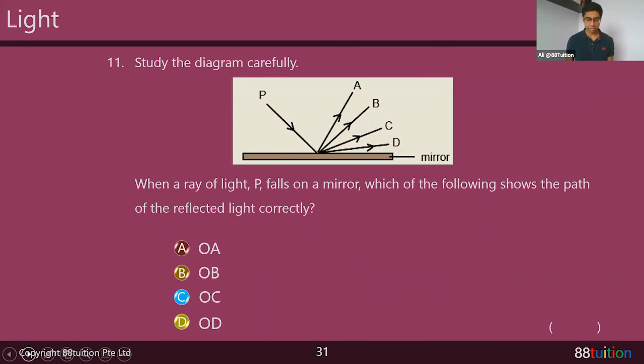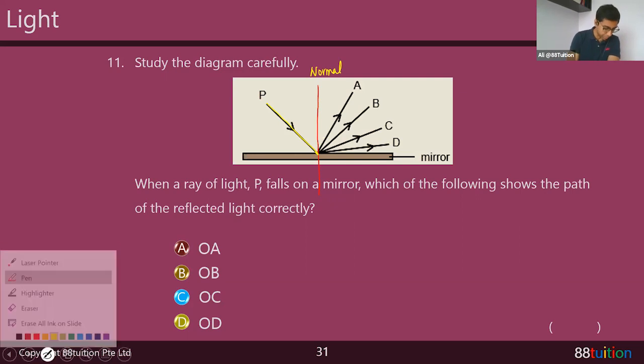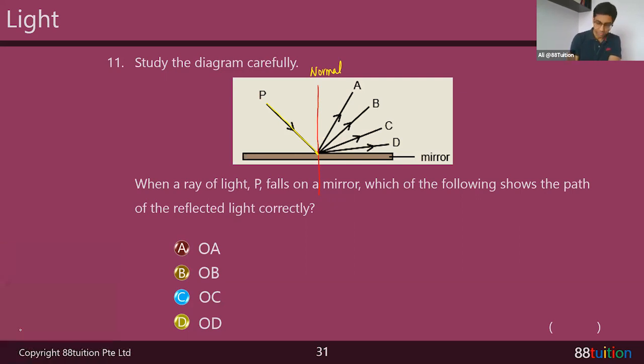Study the diagram carefully. Which ray of light, when falling on a mirror, will show the path of the reflected light correctly? First, you have to draw the normal where the ray hits. Where is the ray hitting? Right here. This is the contact point. So we draw a normal. A normal means perpendicular to the surface. And then there must be an angle. So angle, I will draw, let's say black. This angle is maybe, say, I'm just going to give an example, angle A, 30 degrees. So the other angle must be 30 degrees.